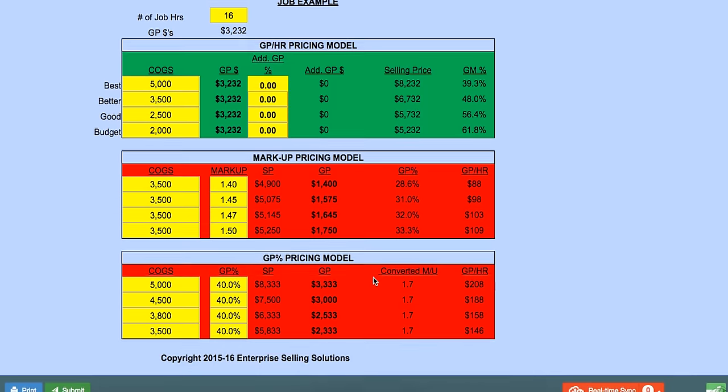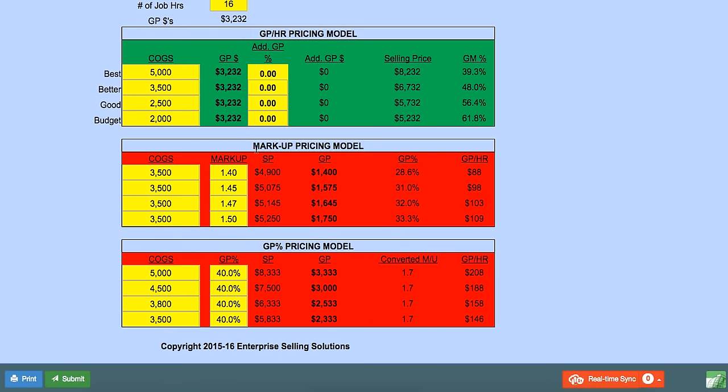When you come down to the bottom here, the middle one is the markup model. I have a lot of dealers say, well, you know what, we mark our stuff up 40%, thinking that that's a margin. Well, technically a 1.4 markup is a 28% gross margin. And in this case, on the same number of hours, I'm only bringing in $88 per hour. So to get even to a 33% margin, you've got to be at 1.5 to get $109 gross profit per hour. That's the markup pricing model.